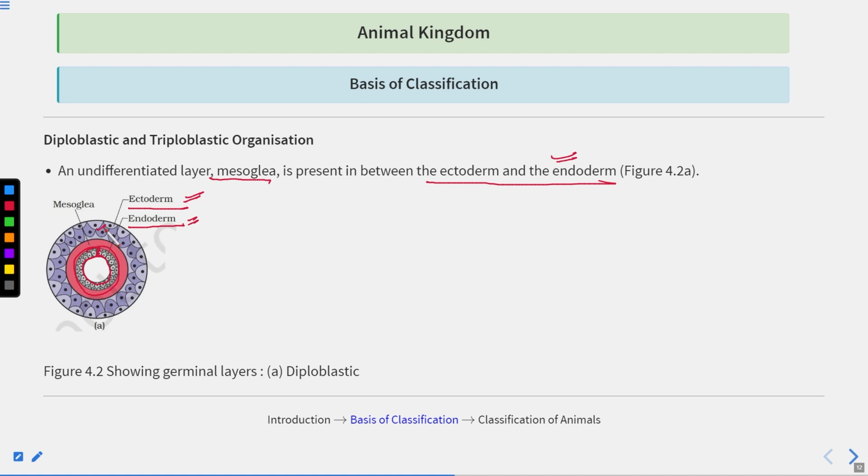In between the ectoderm and endoderm, there is a layer. This is not a cellular layer. This is a type of substance that is present between the ectoderm and endoderm, and that is called mesoglea. Instead of mesoderm, they have mesoglea. So this is showing the diploblastic level of arrangement.